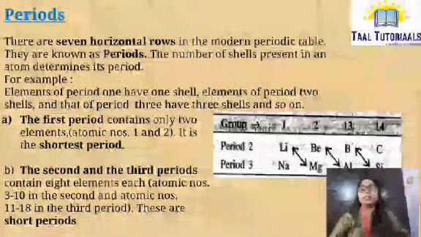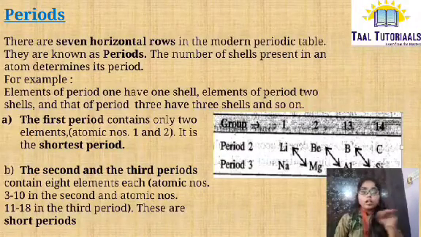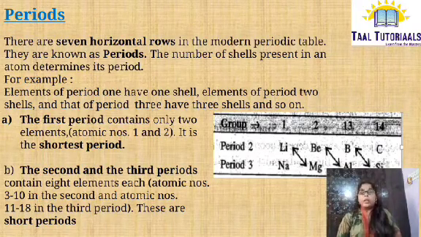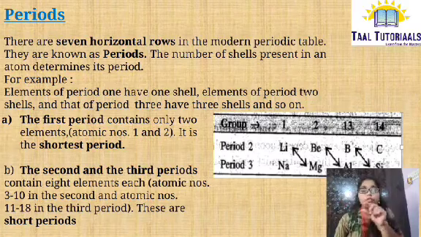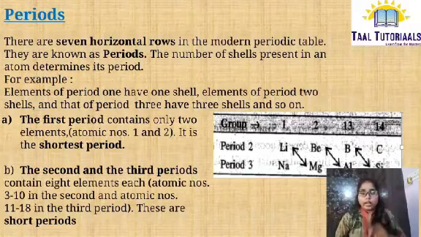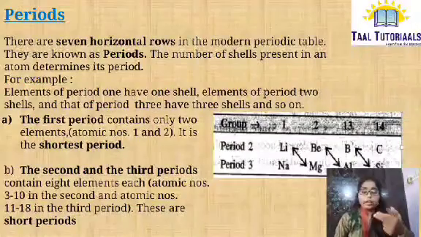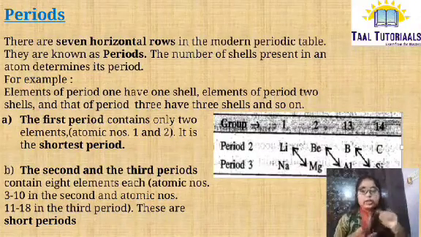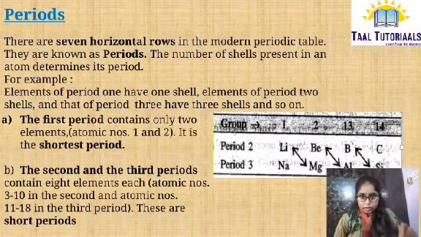Next, we'll come to periods. There are 7 periods in the modern periodic table. They are horizontal rows. These horizontal rows are known as periods. The number of shells present in an atom determines the period. For example, in the first period, there will be one shell. If you come to the second period, there will be 2 shells. The period number represents the number of shells present. First period, 1 shell. Second period, 2 shells. Third period, 3 shells. Like that it keeps increasing down the group.